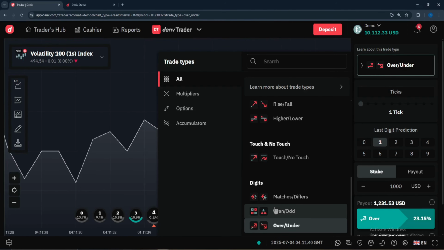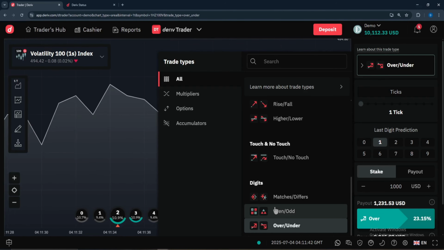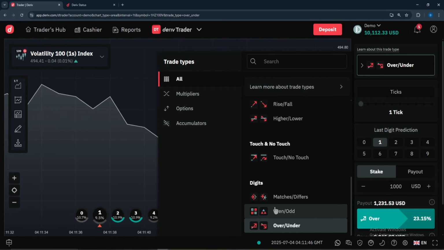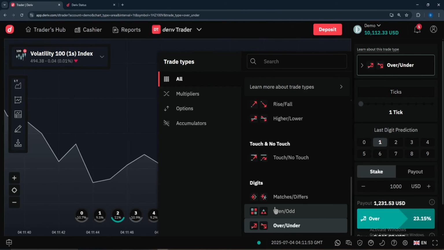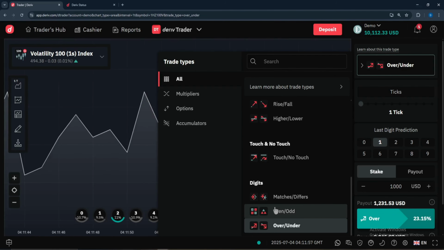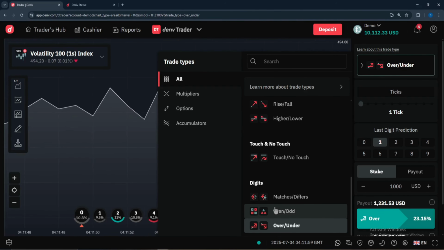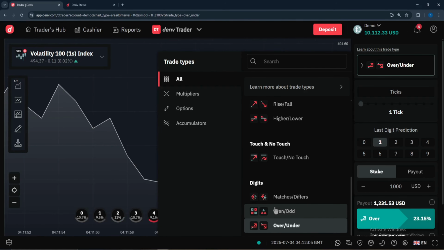So if you're wondering what is the best trade type to start with, over under or rise and fall, one of those two. But if I was to be asked the one that I will choose, I will say over under, because guys, some over under digits have very low risk and they have quite nice profits. So it's actually for you to apply the right strategies. And I've made several videos on over under. You just have to go to the channel, select playlist, select over under, and watch those videos.